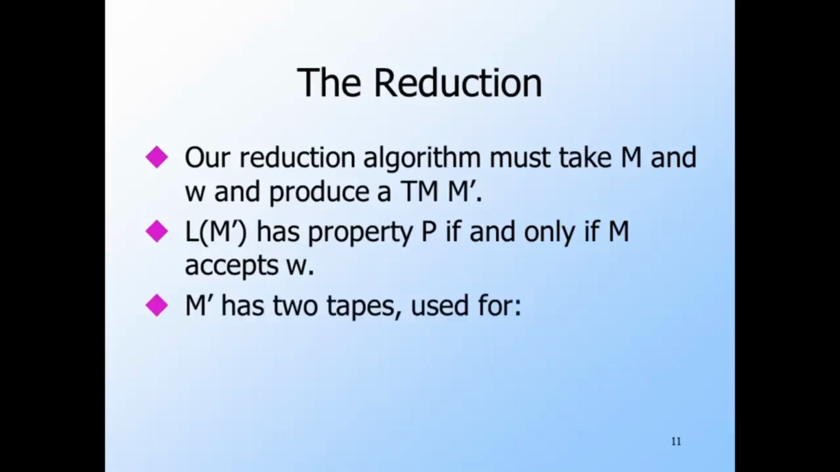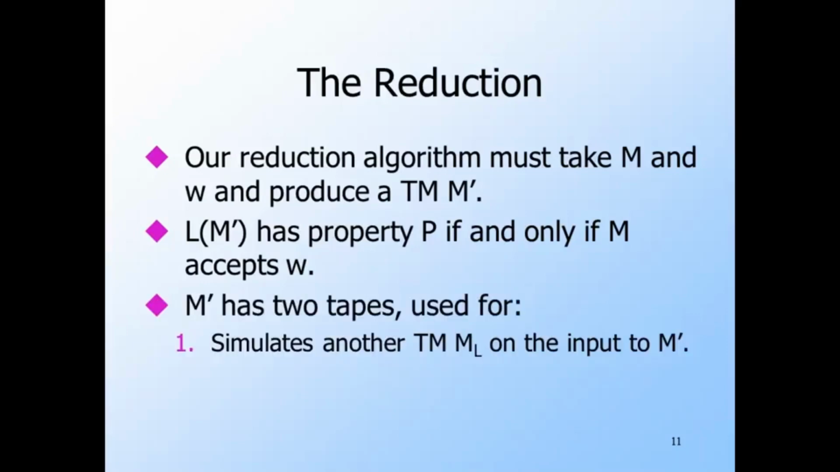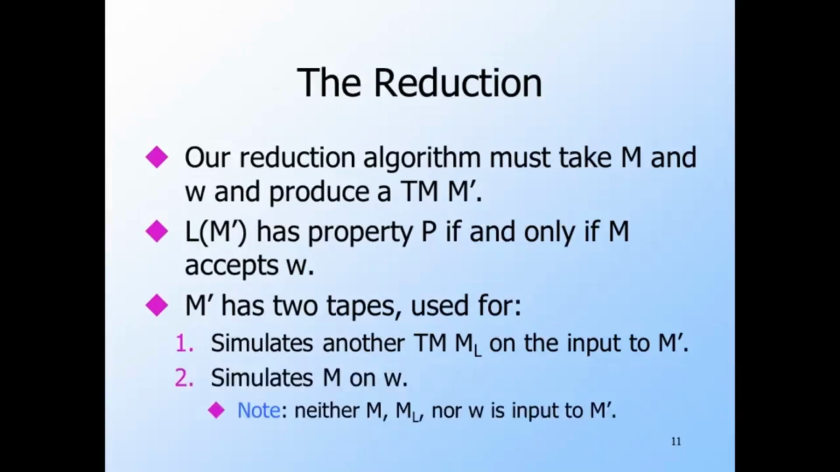We'll design M prime to be a two-tape machine. On the first tape, M prime simulates another particular Turing machine which we'll call M sub L on its own input, say X. On the second tape, M prime simulates M on W. It is important to understand that M prime has only its own input X, which the transducer does not deal with, or C.